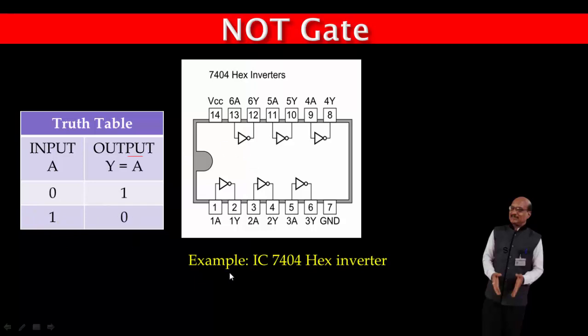Now if we consider the example of this NOT gate, that is IC 7404. Here we find that in this IC there are 6 NOT gates arranged in this fashion. So this is called a hex inverter. Hex means 6. Hex inverter, because a NOT gate is called an inverter. So how many gates are there in this IC? There are 6 logic NOT gates, and therefore it is called a hex inverter. And the example is IC 7404.